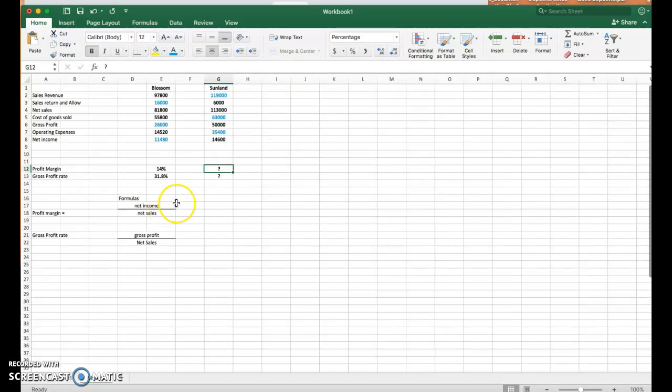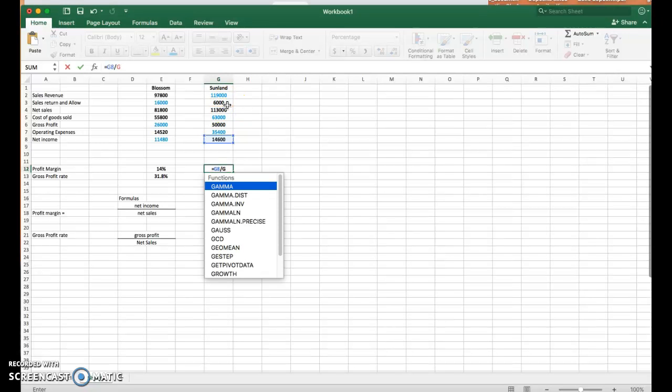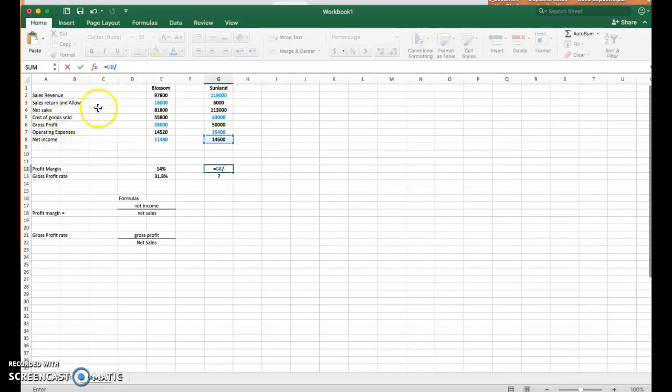We're gonna take our net income here, and we're gonna divide it by our net sales. Nope, not that one. This is our net sales. It's very important to make sure you put the right numbers in or you're going to get the wrong answer. I've done that a lot. So then it's our gross profit divided by our net sales.